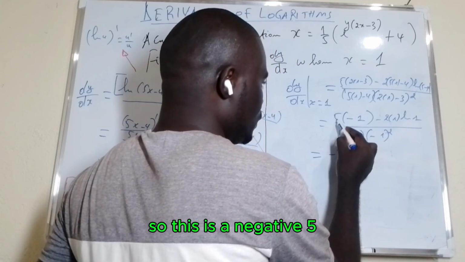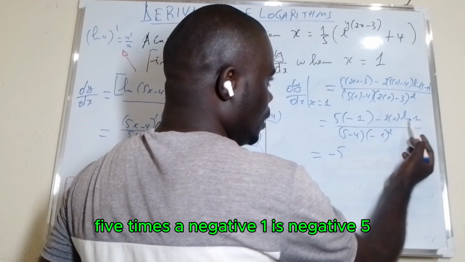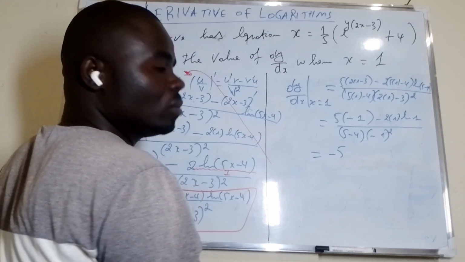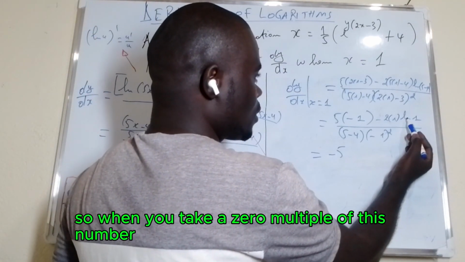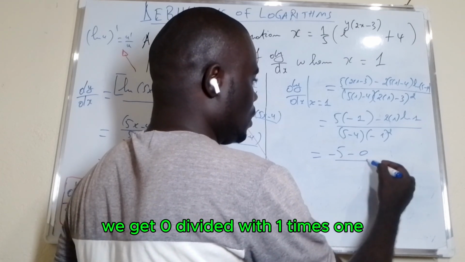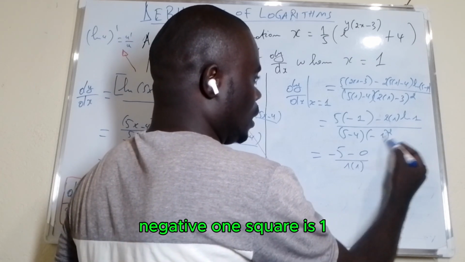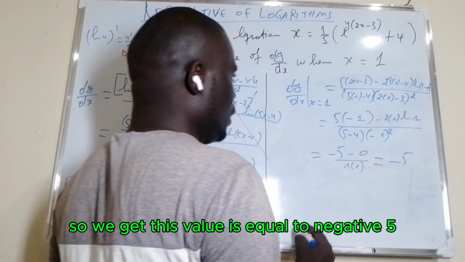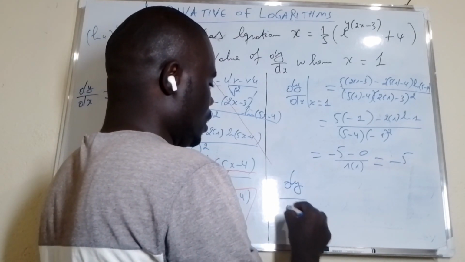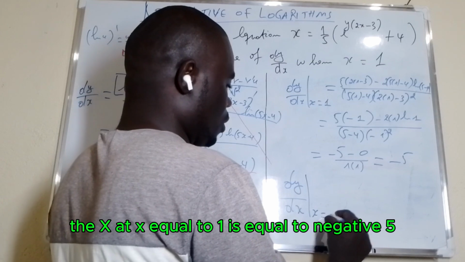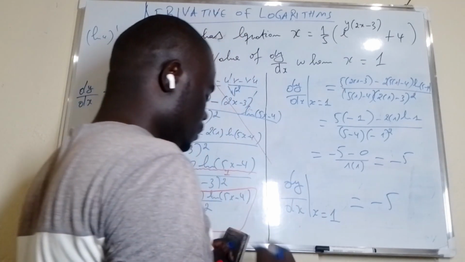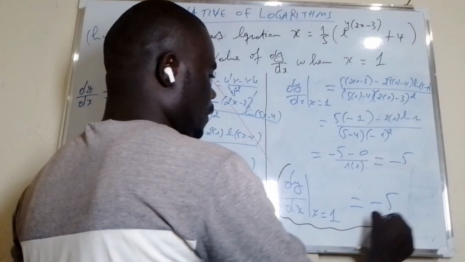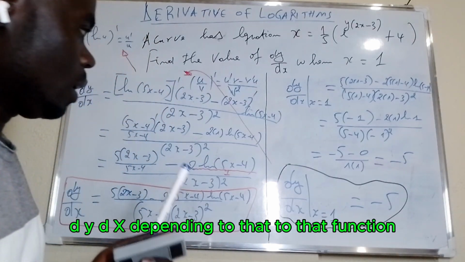So this is negative 5. 5 times negative 1 is negative 5. Ln of 1 is equal to what? You can guess. It's equal to 0. So when you multiply 0 with this number, we get 0, divided with 1 times 1. Negative 1 squared is 1. So we get this value equal to negative 5. You can say that dy/dx at x equal to 1 is equal to negative 5. That is the value of our dy/dx depending on that function.